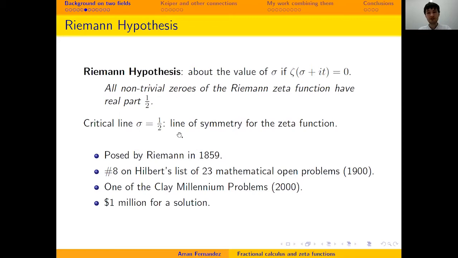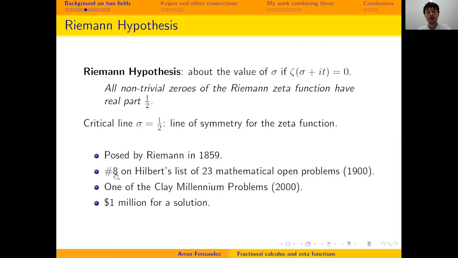So this is the critical line, sigma equals 1/2. And that's the line of symmetry. By the functional equation, you have symmetry between s and 1 minus s. Line of symmetry is where real part equals 1/2. So this question was first posed by Riemann in 1859. By 1900, it made David Hilbert's list of 23 most important open problems in mathematics. It was number 8 on the list.